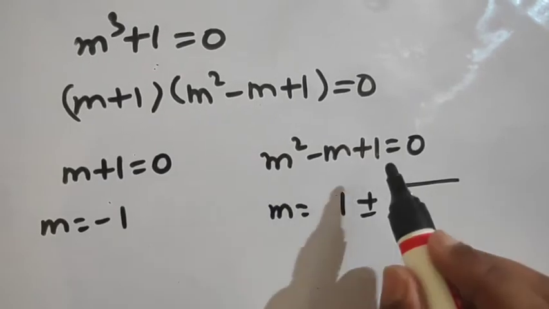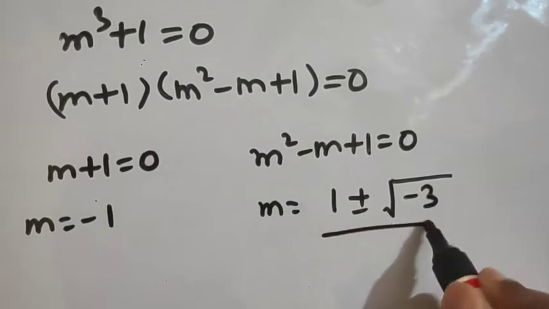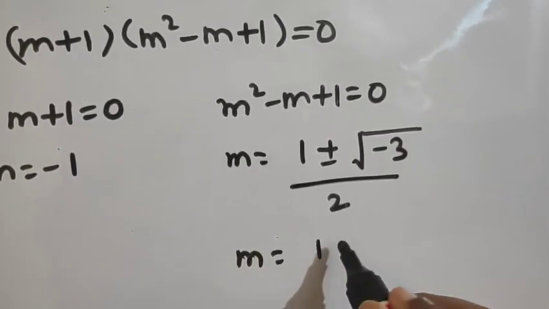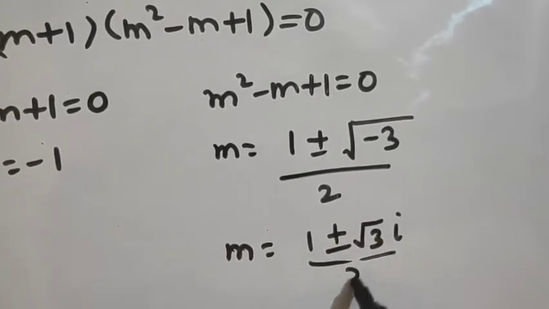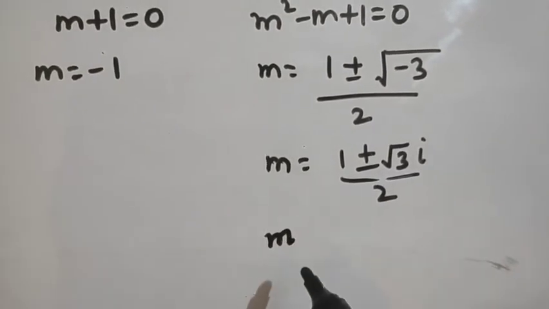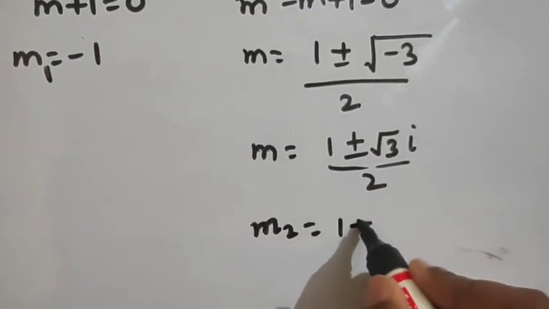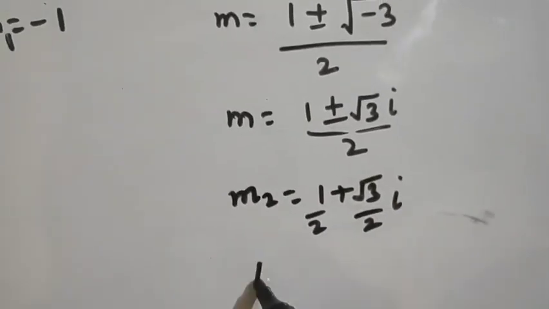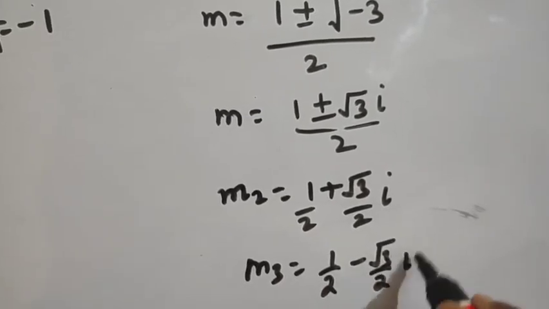1 minus 4 into 1. So you will get minus 3 by 2. Okay, so you are getting m equals 1 plus minus root 3 iota divided by 2. So you are getting two values of m. Let's say this is m1. So m2 you are getting as 1 by 2 plus root 3 by 2 iota, and m3 you are getting as 1 by 2 minus root 3 by 2 iota.